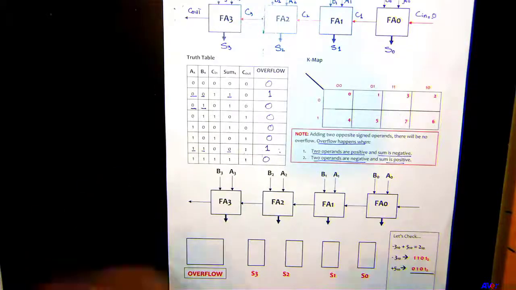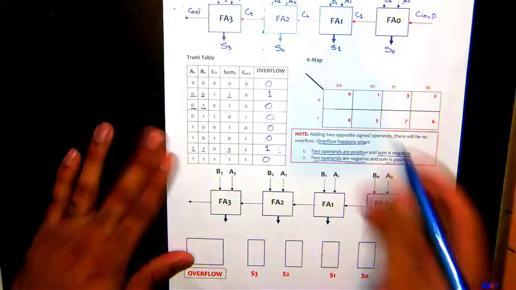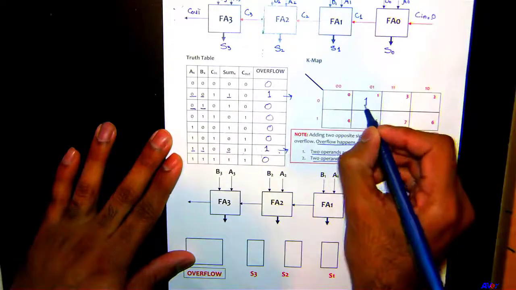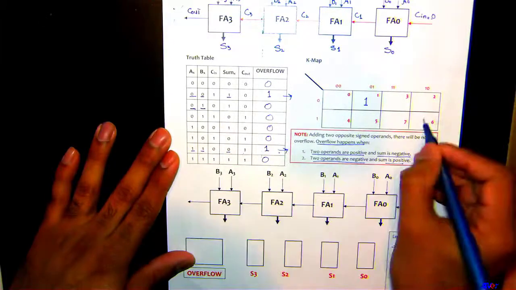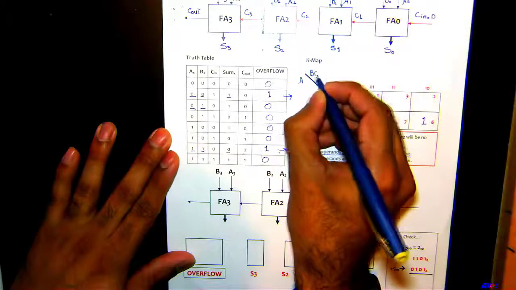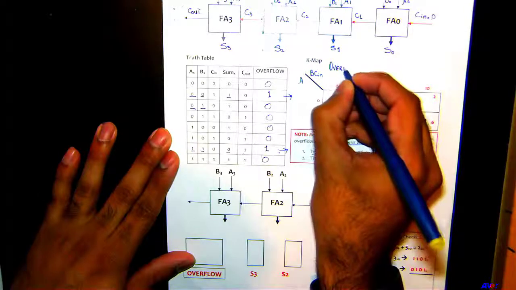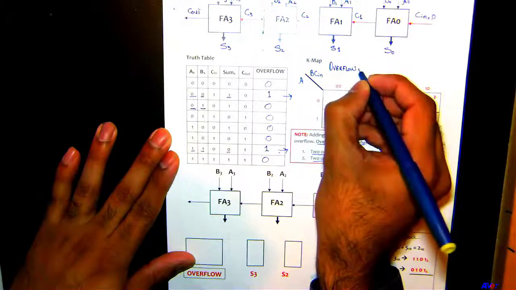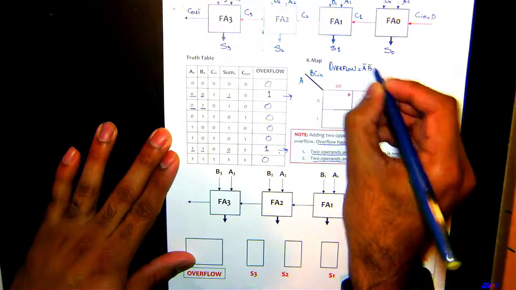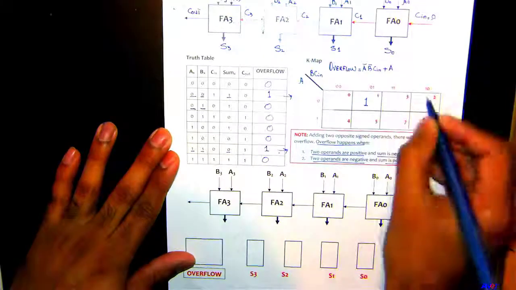Okay? Now once we have the truth table for the overflow, we want to come up with an expression, so we'll use a K-map here. We only have two min terms here. So this is 1 right here, and this is 6. Here we have A, and we have B and C in here. So what is going to be the expression for overflow here? This is going to be A bar, B bar, Cn, plus this one is going to be A, B, Cn bar.